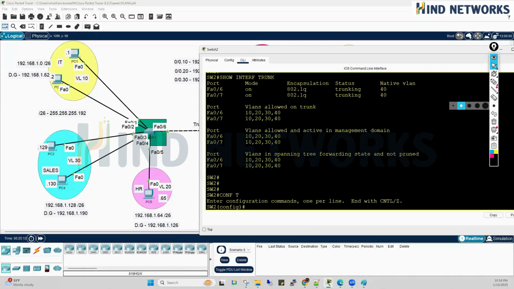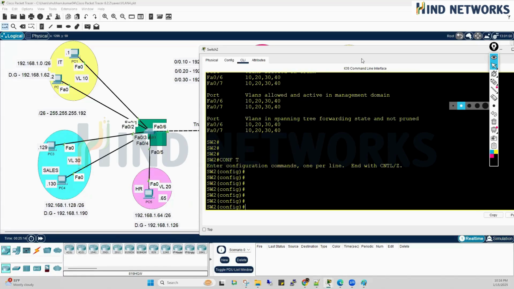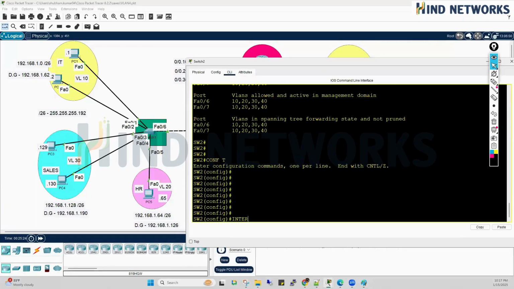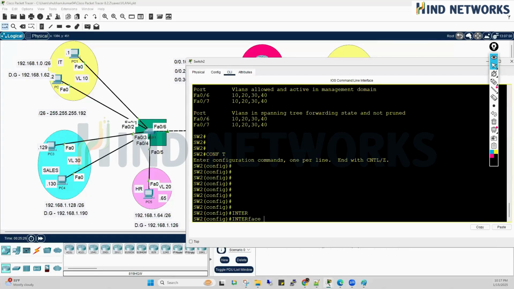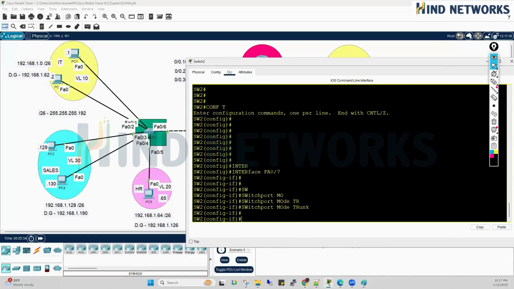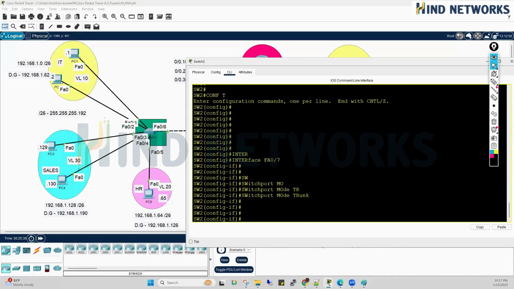Again, I am telling you. See here. For example, I want to configure this port as the trunk port. How can you configure? You need to go to interface FastEthernet 0/7, and here you need to write switchport mode trunk. I write, guys, switchport mode trunk. Getting my point, everyone? Yes or no?